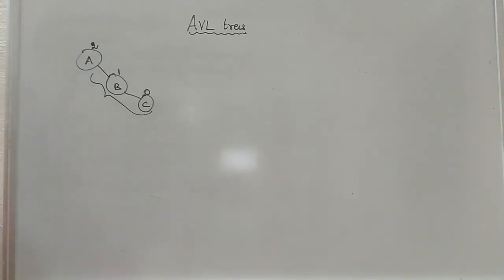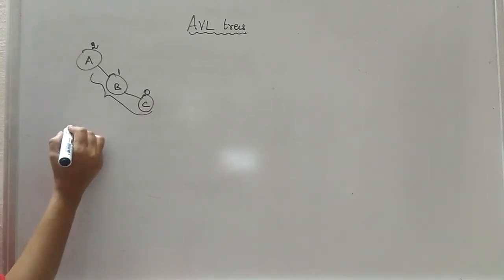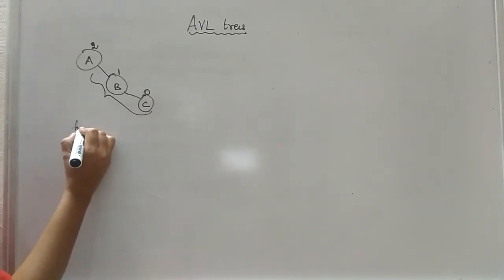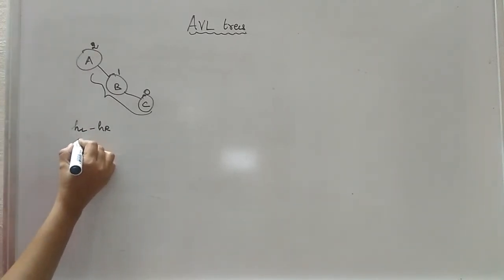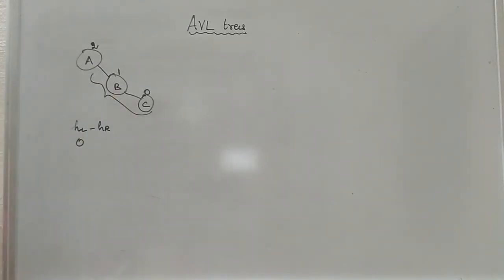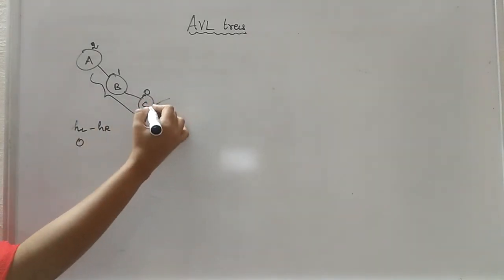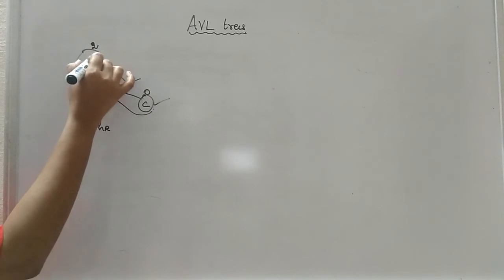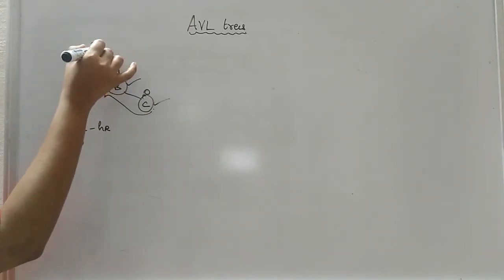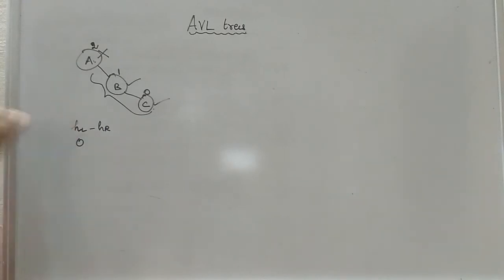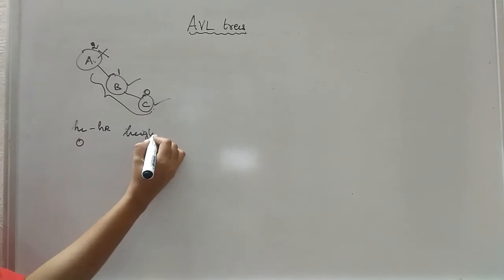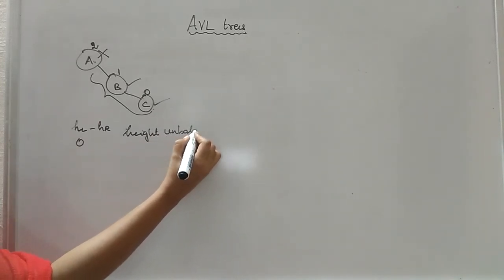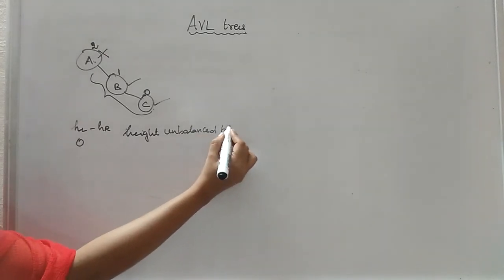So if I find the difference HL minus HR, HL will be 0 for all the nodes, but HR will be there. Even though the condition is satisfied for nodes C and B, it is not satisfied for the root node A. So we can say this tree is a height unbalanced binary tree.